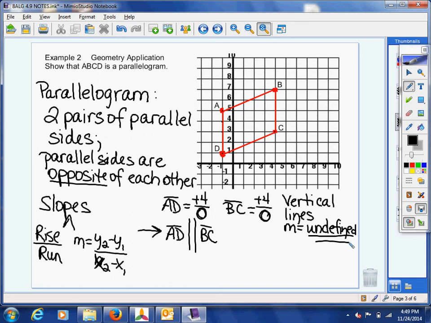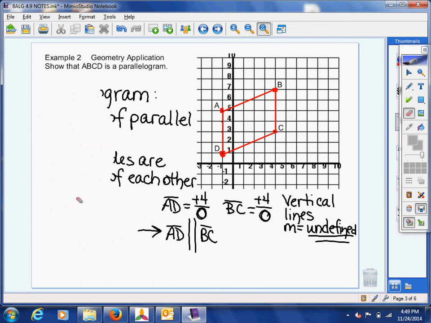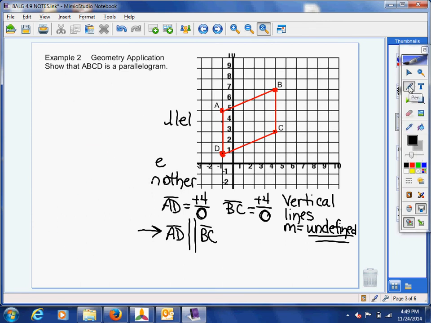Now we've got to prove the other pair. So let me get my eraser out, and I just need a little bit of room. You know me, I got to erase everything, give myself some space. All right, let me get my pen back up here. This time what we want to look at is AB and DC. We want to study those two opposite sides.